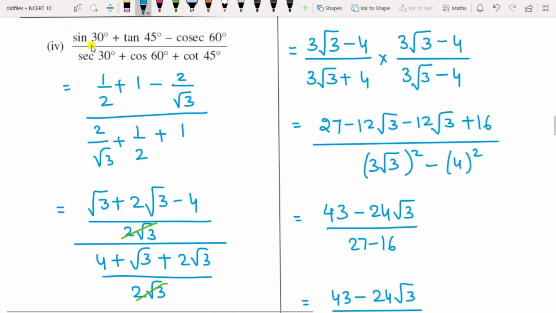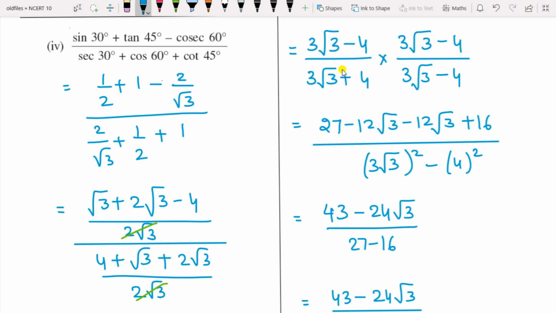Now fourth question, sine of 30 plus tan of 45 minus cosec of 60 upon sec of 30 plus cos 60 plus cot 45. So sine 30 is 1 by 2, tan 45 is 1, cosec 60 is 2 by root 3, sec 30 is 2 by root 3, cos 60 is 1 by 2, cot 45 is 1. Take the LCM of the denominators, it will be 2 root 3. And multiply each of the terms by 2 root 3 in the numerator and denominator. So you will get this expression, and the denominators of both the numerator and denominator will get cancelled.